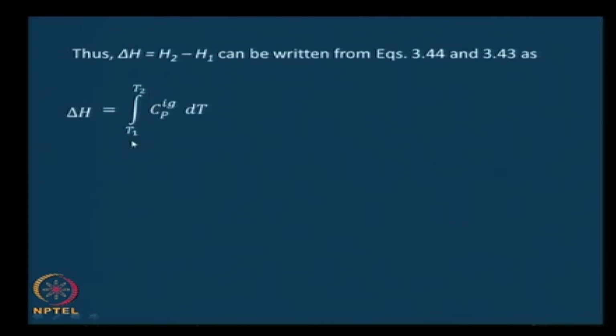Note one was from T reference to T2, the other one was from T reference to T1. You subtract the two, effectively you are subtracting the areas, therefore the limits change to T1 to T2, plus of course H2R minus H1R. Let us call that equation 345.